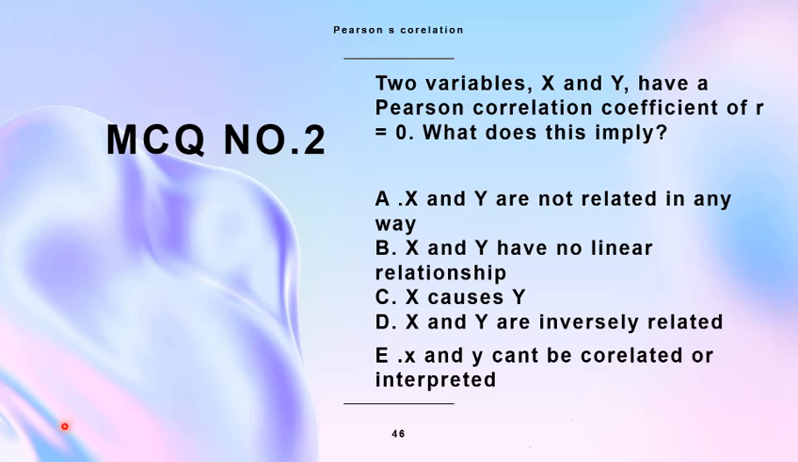So what are your thoughts? Yeah, the answer is B. X and Y have no linear relationship as the R value is 0.